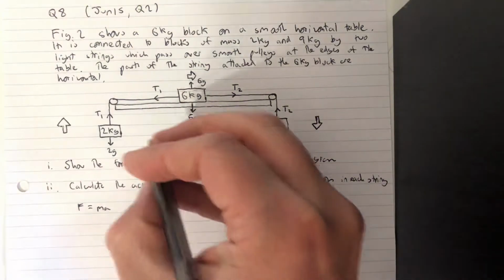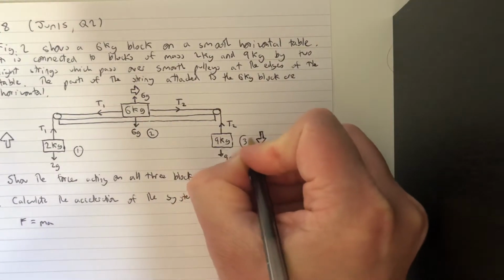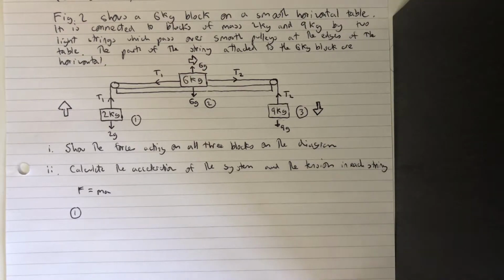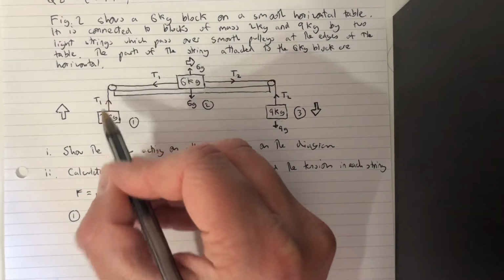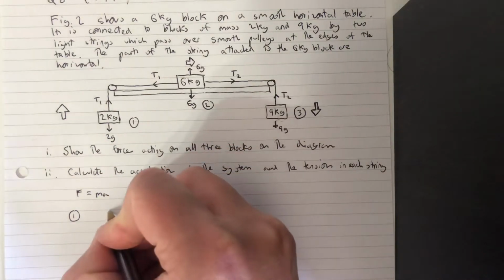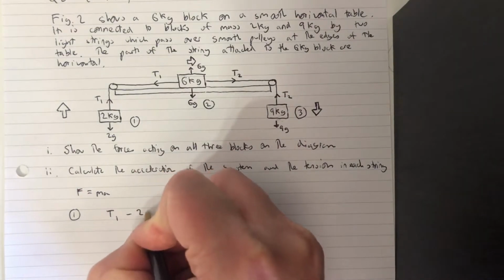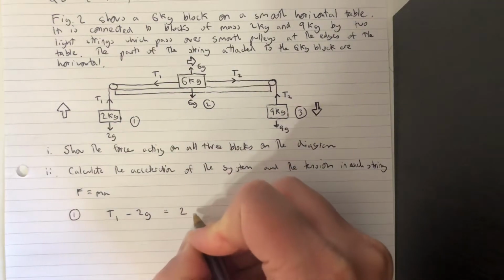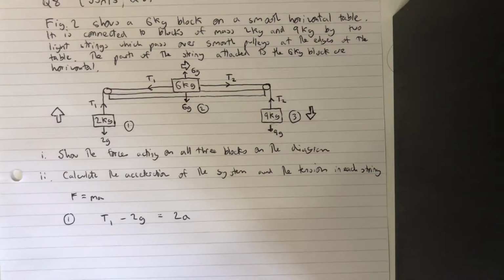So if we start, I'm just going to put a 1, a 2, and a 3 here. If we start with what's going on in number 1, that block is going up. The idea is that the tension in the string is raising that block up in the air, so it's winning the battle. The force T1 is beating 2G, and so that's the dominant force. T1 is pulling up, the weight is pulling against, so we'll do minus 2G, and they are the forces. That is equal to the mass of the block, which is 2, times the acceleration of it, which we don't know yet, which is A. So that's everything that's going on in number 1.